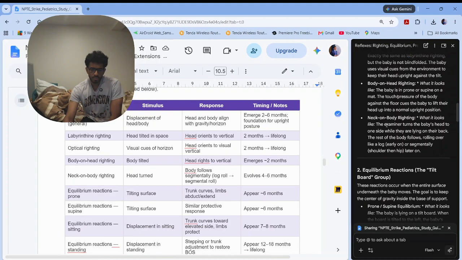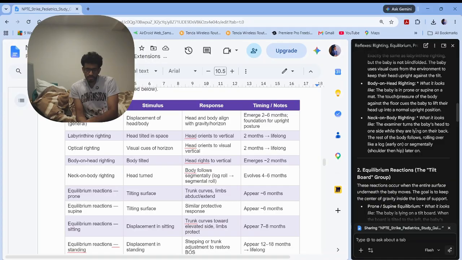Now we have one more that is called neck on body righting. What it looks like: the examiner turns the baby's head to one side while they are lying on the back. So the rest of the body follows, rolling over like a log or segmentally, shoulder first and later on. So what happens here is you put the baby's head to one side.